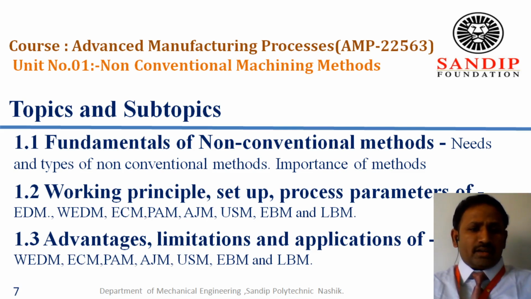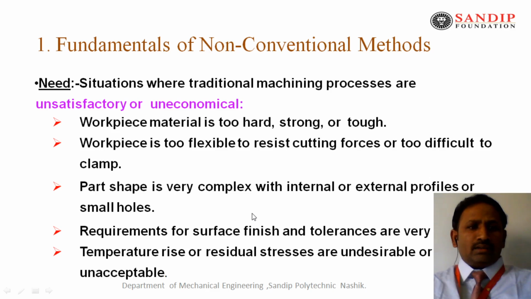Likewise these processes are given here: electric discharge machining processes, wire electric discharge machining processes, then electrochemical machining processes, plasma arc machining processes, abrasive jet machining processes, ultrasonic machining processes, electron beam machining processes and laser beam machining processes. Now students, in this lecture we have covered all these processes one by one. So let's start with the first topic, that is fundamentals of non-conventional methods.